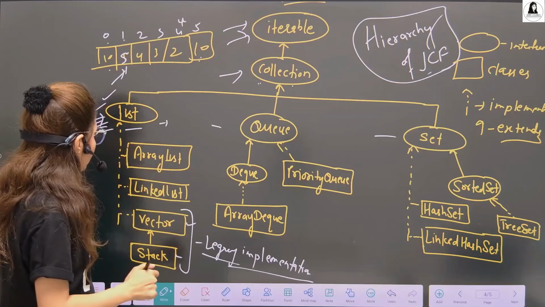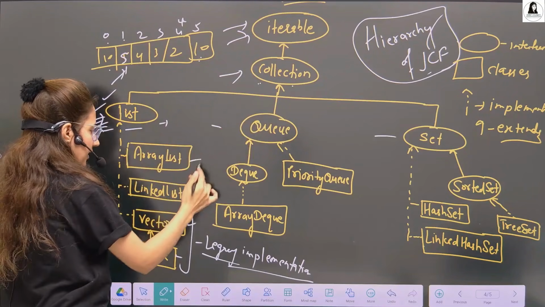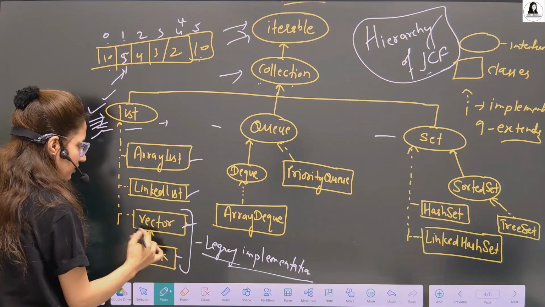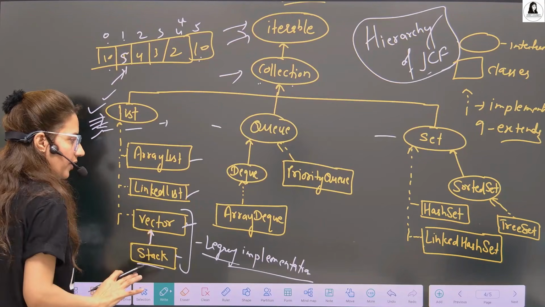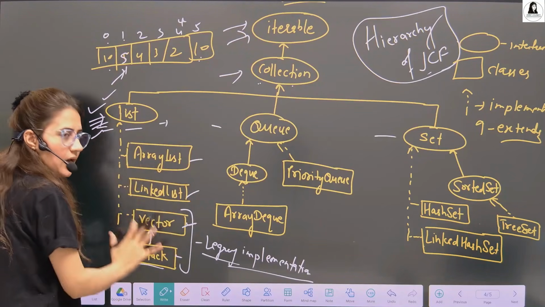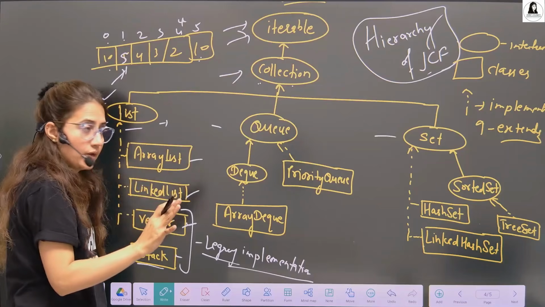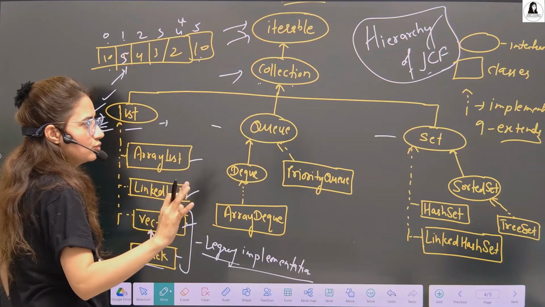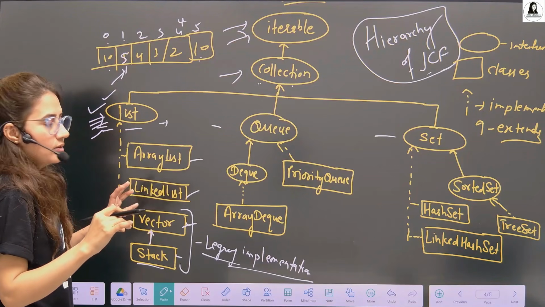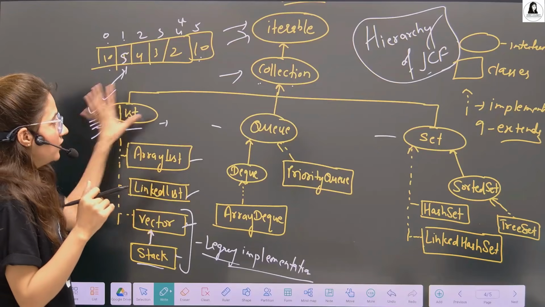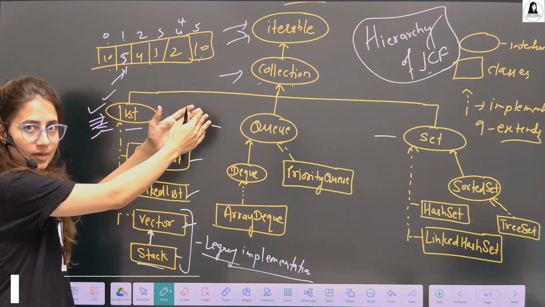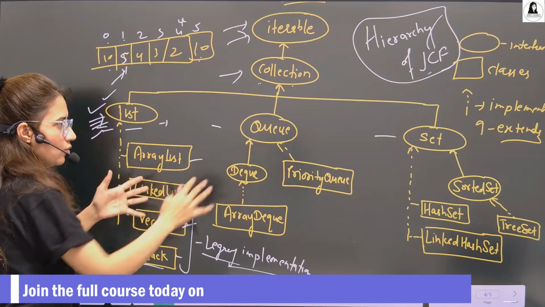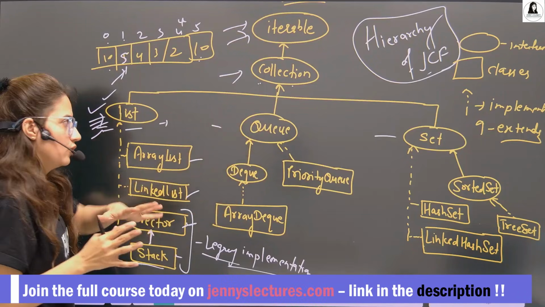Now, the other classes are ArrayList, LinkedList, and Vector. Vector is a class, and Stack is a class which extends Vector. We will see each and every class and interface in detail, don't worry. It is just an overview so that you have the picture of these things in your mind: these are the interfaces, these are the classes, and which class implements which interface.